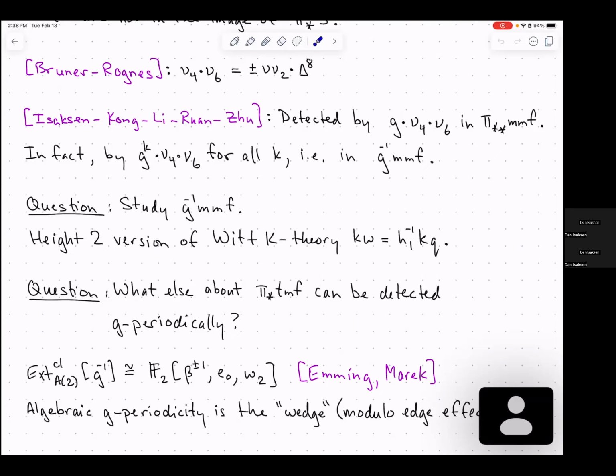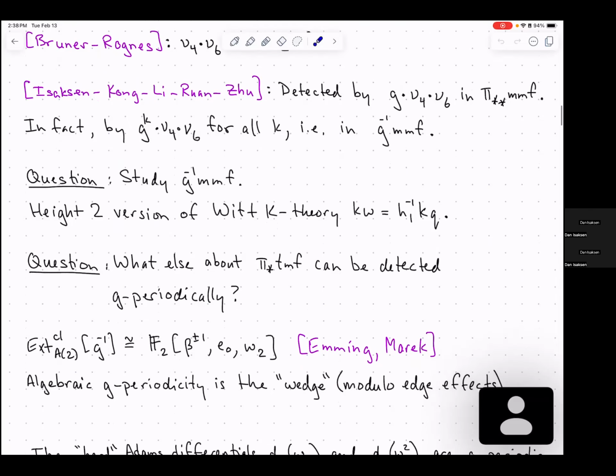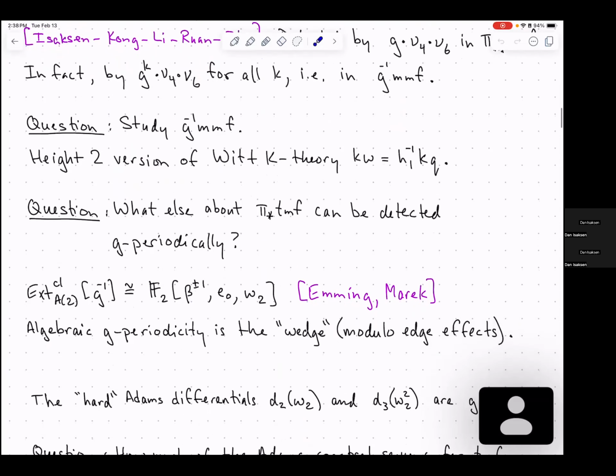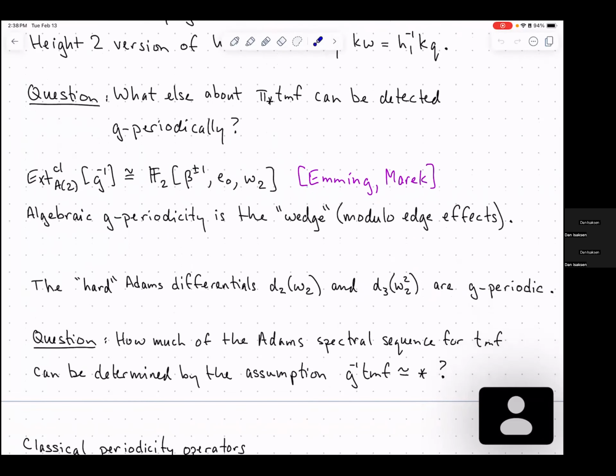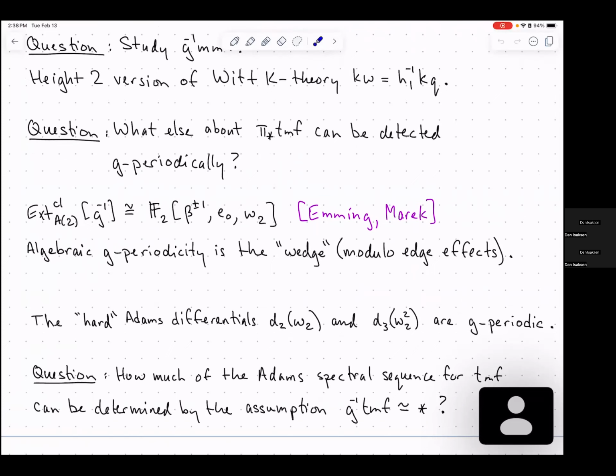We studied the G periodic MMF. So what else could you learn about the homotopy of TMF from the G periodic calculation? One thing is that if you take the classical cohomology of A of 2, there's an element G, you can invert G, and what you get is something non-zero.